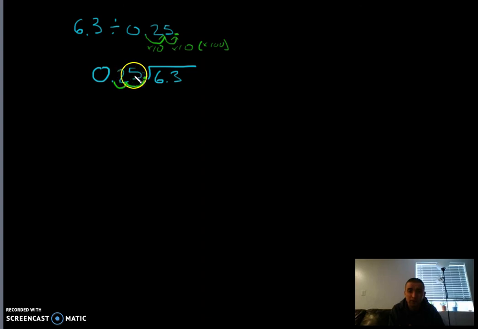Now, if I just left it like this and then I went to division, it would change the value of my number. So I can't do that. Because I did it to this side, I have to do it to this side, right? So I'm going to go times 10. Now, if I do it again, you'll notice that there's nothing there.